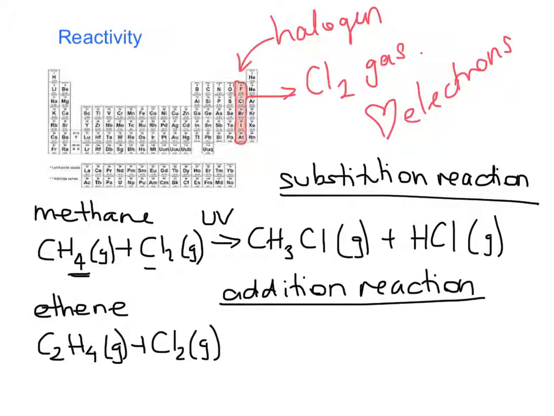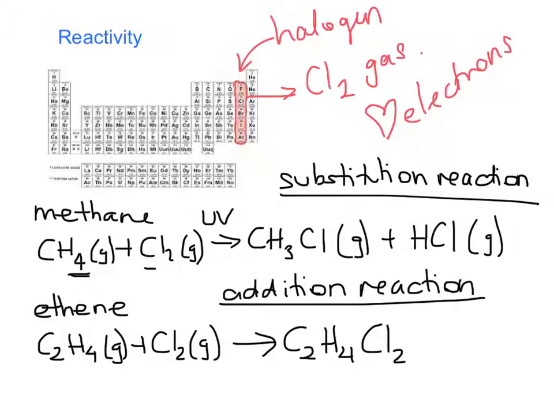And UV doesn't need to be present for this to happen. So rather than actually substituting, like we do in an alkane, one hydrogen for the chlorine, in this case the chlorine gas is going to be added to our ethene. So it bungs itself pretty much straight on the end in an equation.